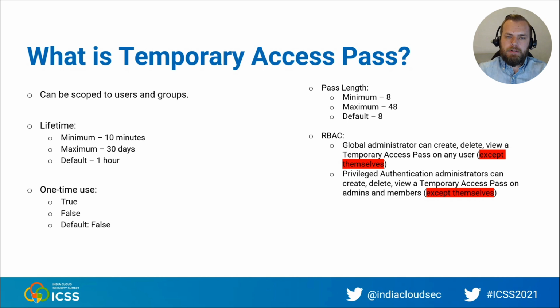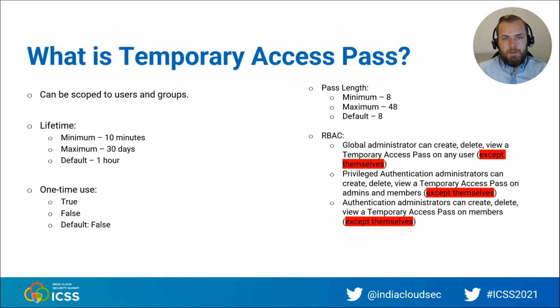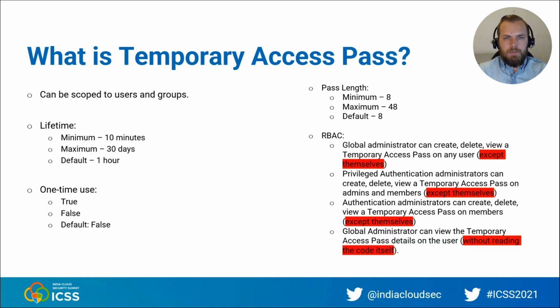Same goes for privileged authentication administrators. They can create, delete, and view if a pass has been issued on admins and members. You see the difference here is that global administrators can do it on any user, but a privileged authentication administrator cannot perform this on themselves or any global admins, right? Authentication administrators, same kind of deal, but only on member users in this scenario. So we can't use it on guests. An authentication administrator can't issue a temporary access pass for any other admins. They're only for users in this context. As I said, global administrators can view the temporary access pass details on the user, but not the code itself.